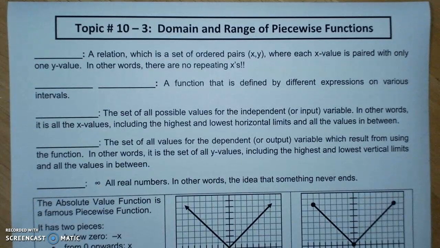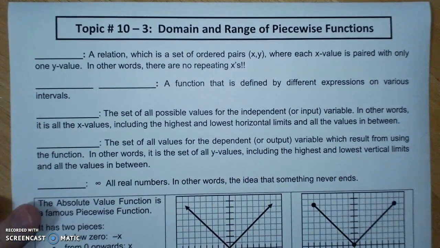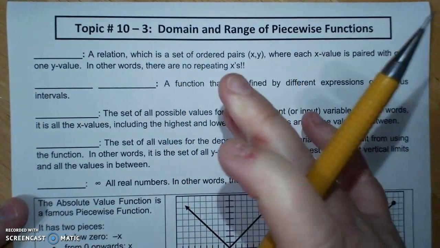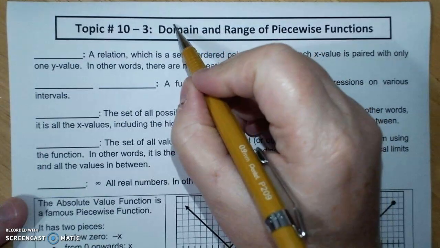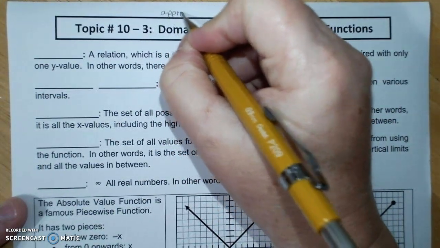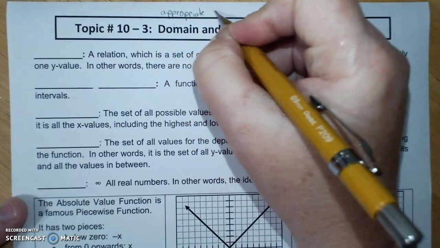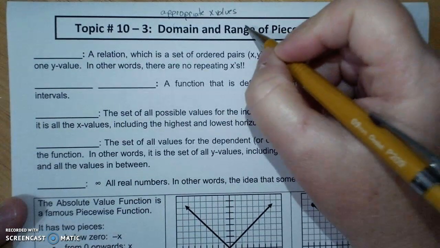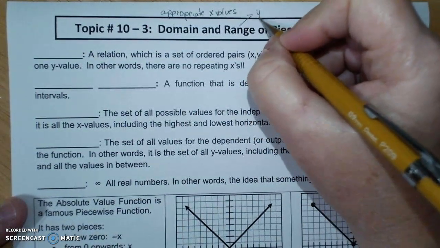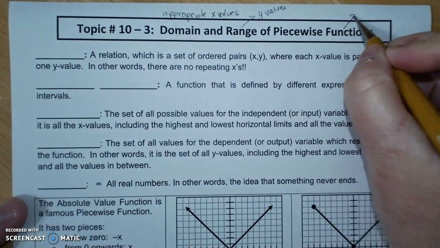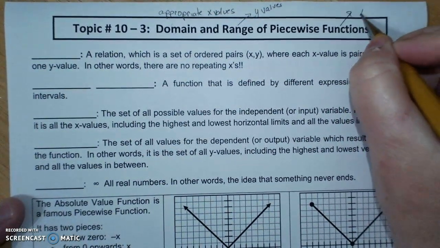Topic 10-3, domain and range of piecewise functions. I'm going to break down here domain, range, piecewise functions. So you know that domain is appropriate x values. You know range is appropriate y values. And you know function is where x's don't repeat.